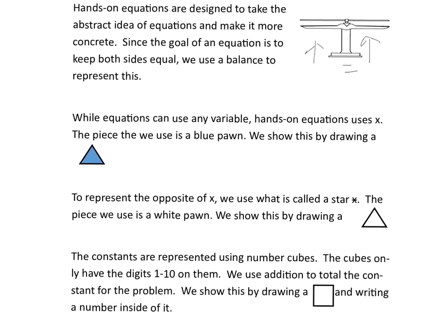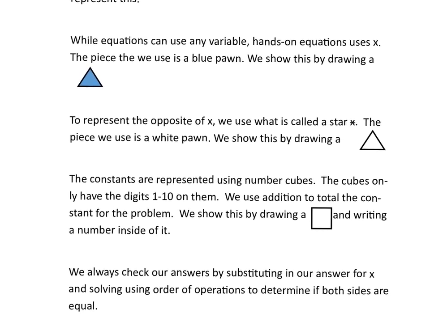Okay? Now, while equations can use any variable, hands-on equations uses just the variable x, nothing else. And we represent the x by using a blue pawn, which we use in a drawing called a blue triangle. So if we had 2 x's, that would be 2 blue triangles. If we had 5 x's, that would be 5 blue triangles, and so on.